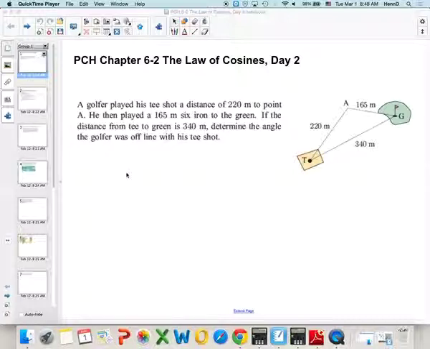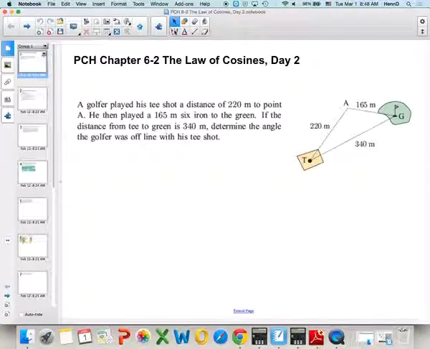All right. So here we have this golfer, and here's the tee. That's where you hit off from, for those of you not familiar with golf. That's where you start. And he hits the ball 220 meters. This is his first hit with the golf ball, and it lands over here. Then he played a 165 meter 6-iron to the green. So he used a different club and he hit it to the green, and that was 165 meters.